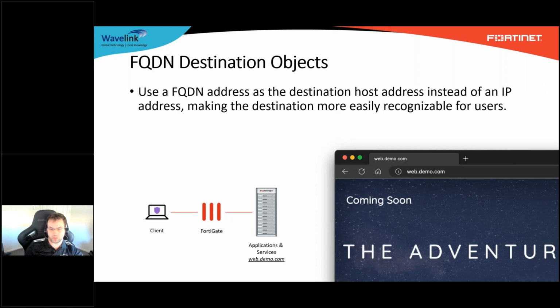We can also use FQDNs, so full URLs that I mentioned before, so DNS names. So in this instance, they went to web.demo.com. Now that would be put in as the server in the EMS or the FortiClient configuration part.